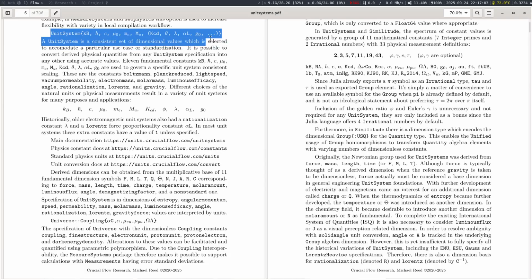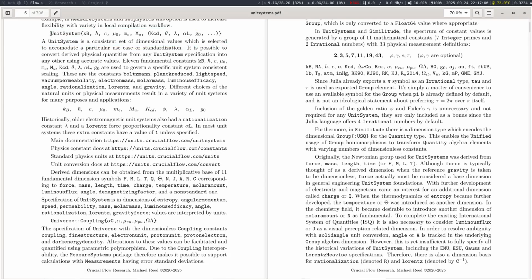The unit system definition is basically this type right here, and it contains these 11 fundamental constants of physics. A unit system is a consistent set of dimensional values which is selected to accommodate a particular use case or standardization. It is possible to convert derived physical quantities from any unit system specification into any other using accurate values. 11 fundamental constants are used to govern a specific unit system's consistent scaling.